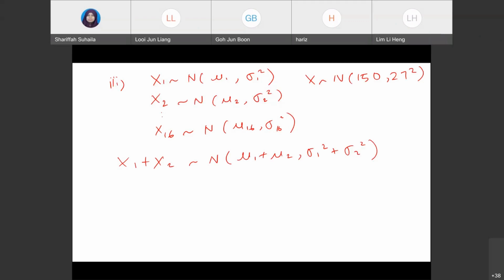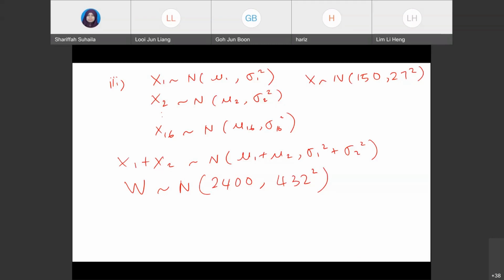The easiest way, let's say we use W for 16 students. So for 16 students, you have 150 times 16, which gives 2400. Again, your sigma square, the same, you have 432 square. So that is the total. Let's say we use another variable W for 16 students.